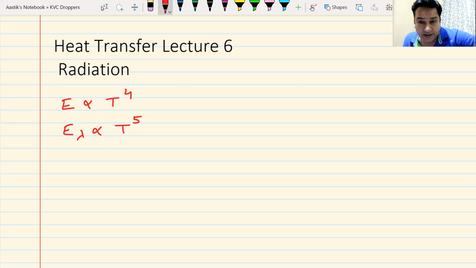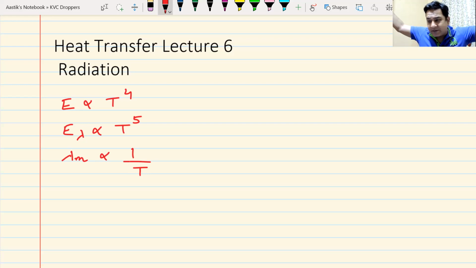Okay. Then we had also seen that when the temperature increases, the wavelength of the radiation which has the maximum energy decreases, or lambda max is inversely proportional to temperature. Lambda max into T is a constant, and this law becomes your Wien's displacement law.